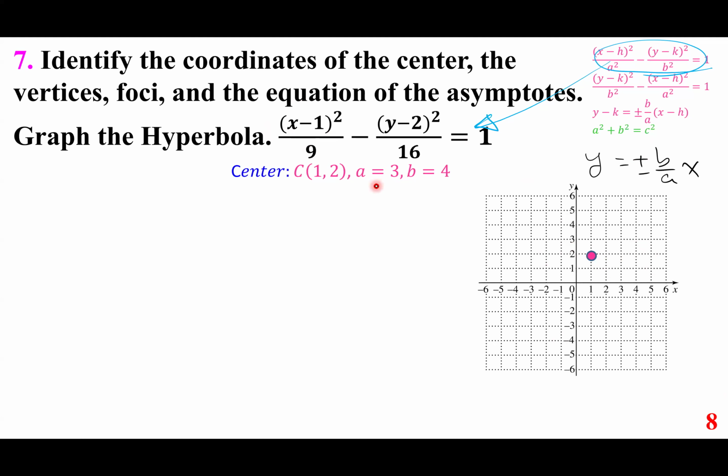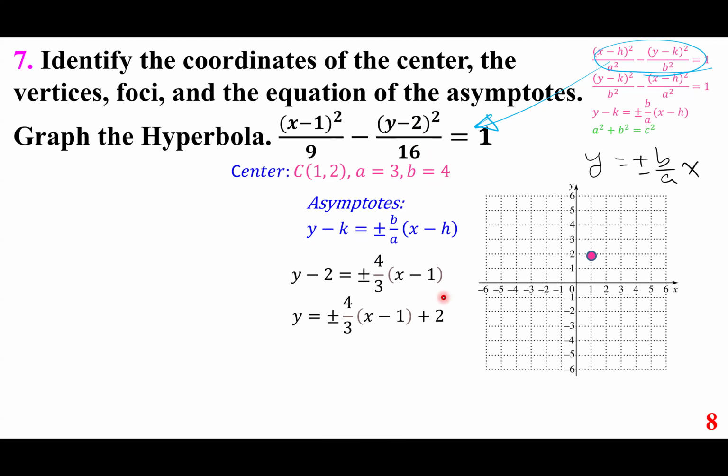But in any event, let's come up with the asymptotes y minus k. That means y minus 2. Okay, so these are the asymptotes. Y minus k, that means y minus 2, plus minus b over a, 4/3. X minus h means x minus 1. We move the negative 2, we get plus 2. So if you go with the positive, and we're going to do both of them. This is 2 equations. So let's do both.